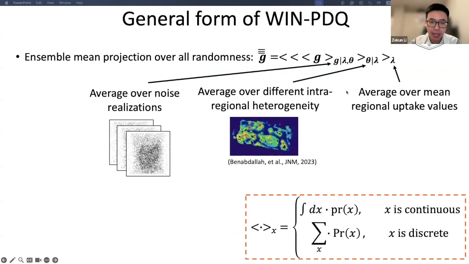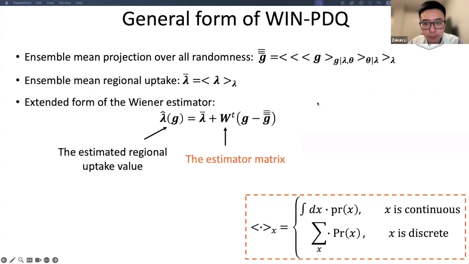Here we can see that it is averaged over 3 sources of randomness, including the intra-regional heterogeneity. And similarly, we denote the ensemble mean regional uptake by this symbol. Extending from the linear estimator, the form to apply the WIN-PDQ method can be described by this equation, which makes it globally unbiased. The lambda hat here denotes the estimated regional uptake value, the W denotes the estimator matrix, and the T here denotes the transpose of this matrix.